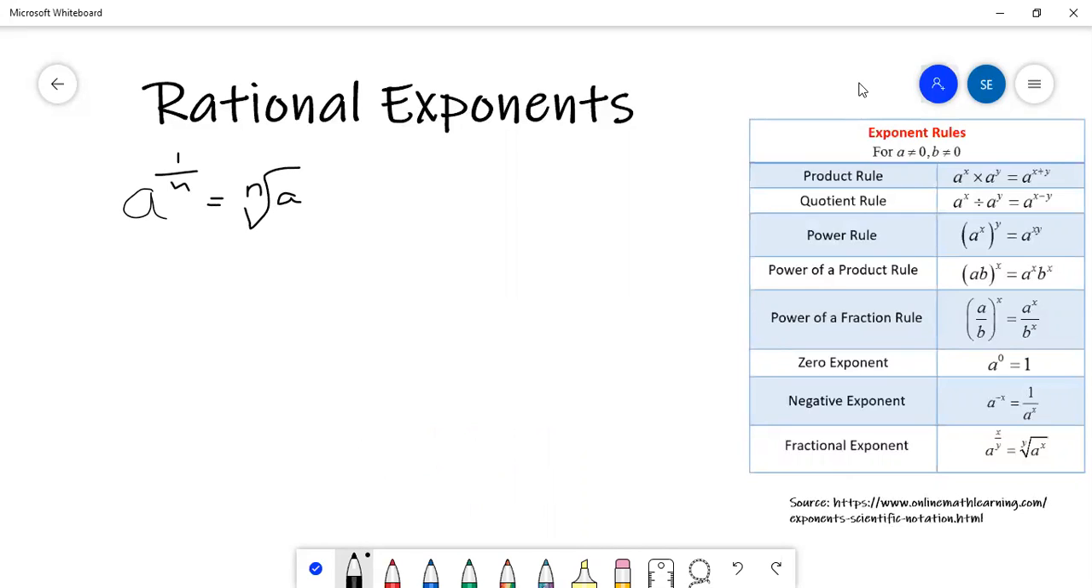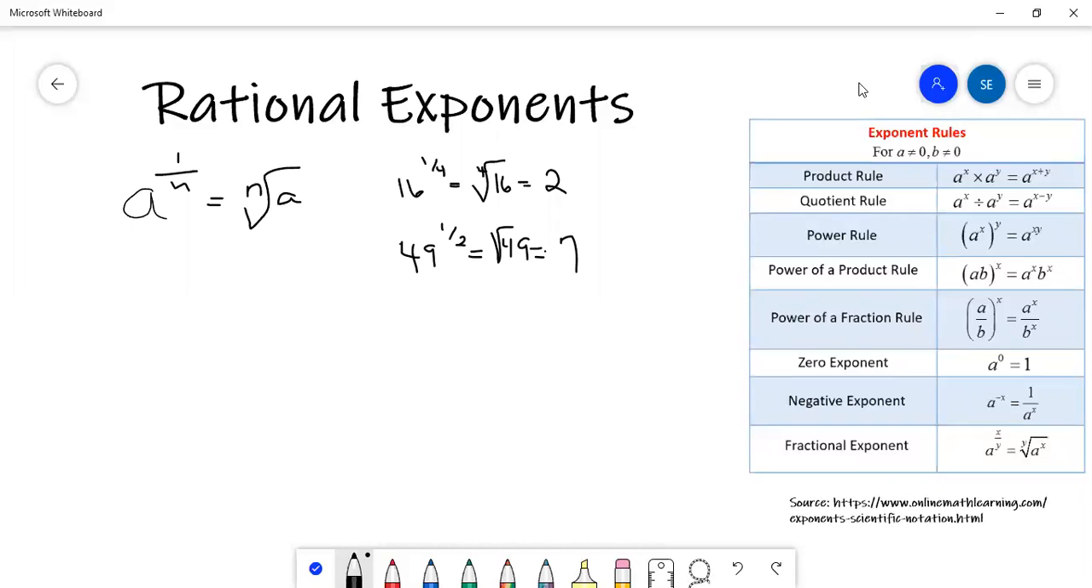If we have 16 to the 1/4, this is the 4th root of 16, which is equal to 2. We have 49 to the 1/2. We can write this as the square root of 49, which is equal to 7. Okay, so that's our fractional exponents.